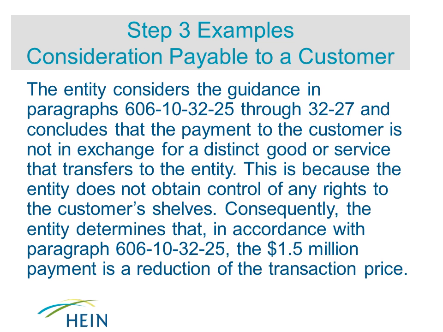So the entity considers the guidance and concludes that the payment to the customer is not in exchange for a distinct good or service that transfers to the entity. This is because the entity does not obtain control of any of the rights to the customer shelves. As a result, the entity determines that the $1.5 million payment is a reduction of the transaction price. So instead of the ultimate revenue being $15 million in that example, it ultimately will be $13.5 million because that $1.5 million is required to be accounted for as a reduction to the transaction price.